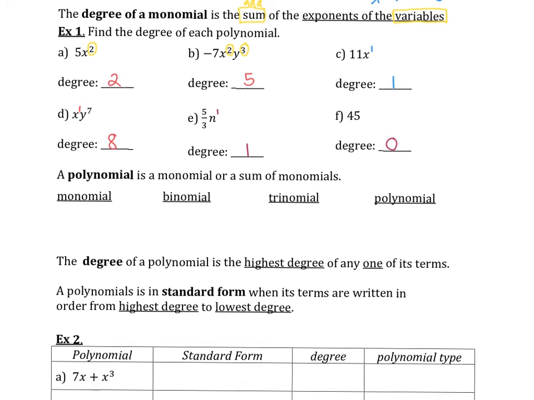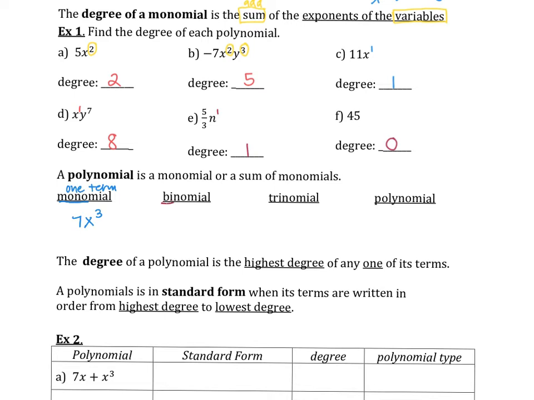Okay, so polynomials can be monomials, or they can be a sum of monomials. And some of them have special names. So if it's a monomial, okay, so mono actually means one. So this means one term. So if I write 7x to the third, that's a monomial because there's one term. And it's also called a polynomial, but because there's one term, we give it the special name of monomial.